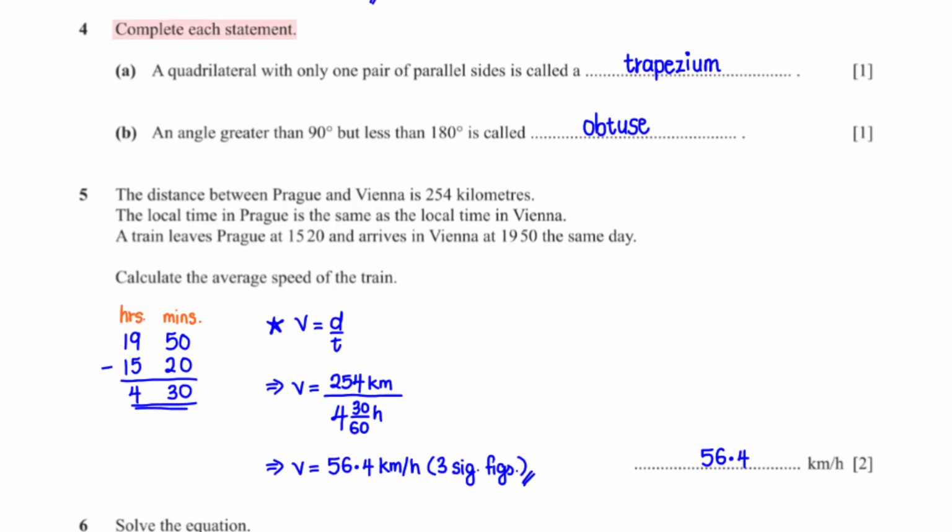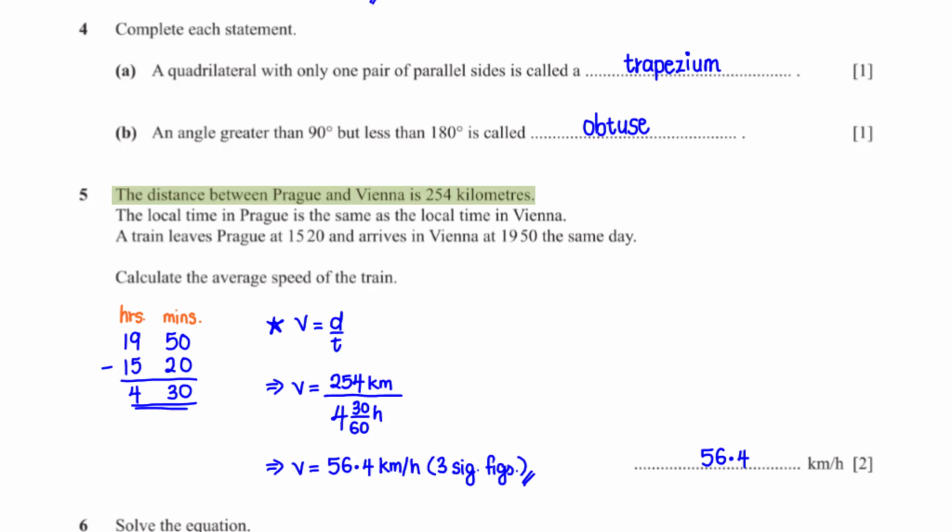Complete each statement. A quadrilateral with only one pair of parallel sides is called a trapezium. A trapezium is a quadrilateral with only one pair of parallel sides. An angle greater than 90 degrees but less than 180 degrees is called an obtuse angle. Angles that are greater than 90 degrees and less than 180 degrees are obtuse angles.